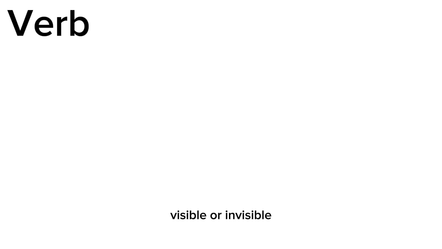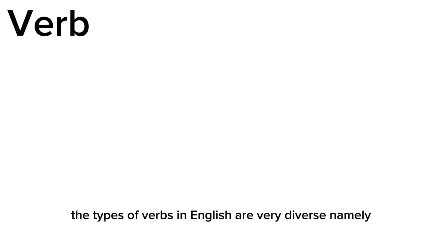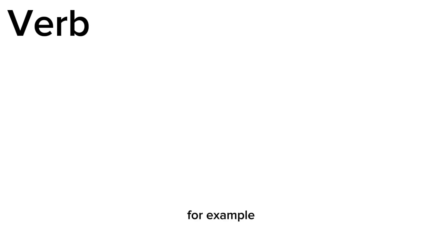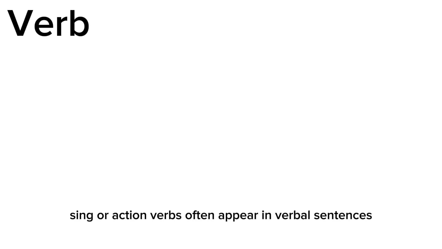A verb is a word that has the function to explain an action or situation directly or indirectly, visible or invisible. The types of verbs in English are very diverse, namely, action verbs are verbs in the form of action that can be seen by other people. Action verbs are also known as dynamic verbs. For example, swim, run, sing, work. Action verbs often appear in verbal sentences.